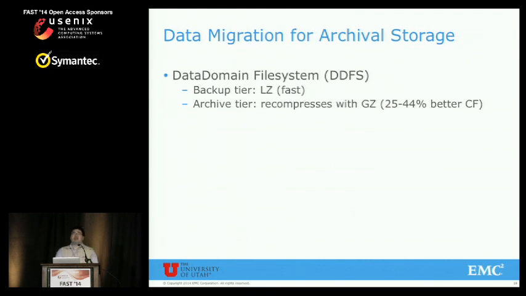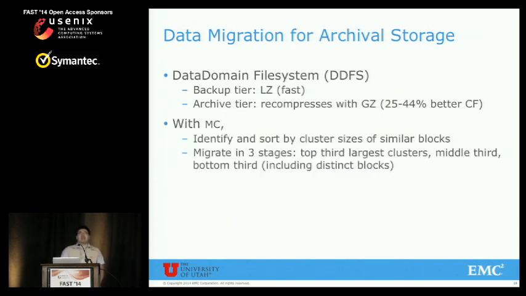Now let's have a look at data migration for archive storage. So we use the Data Domain file system. Data Domain file system uses LZ to compress in the backup tier because it runs faster. For the archive tier, it uses GZ to compress. So when we migrate data from the backup tier to the archive tier, it first uncompresses LZ and then recompresses with GZ to get better compression.